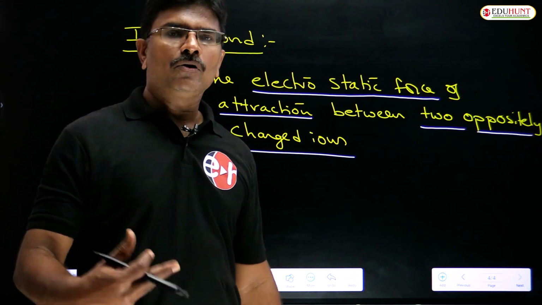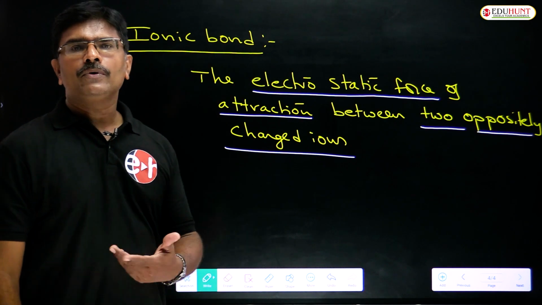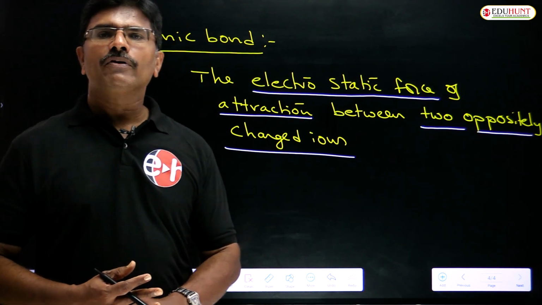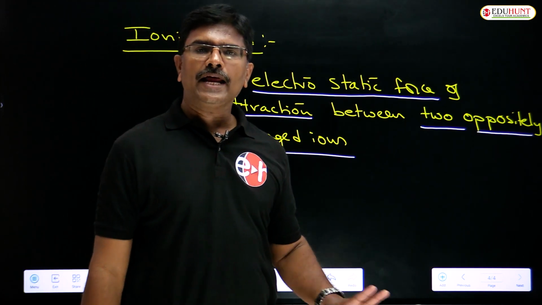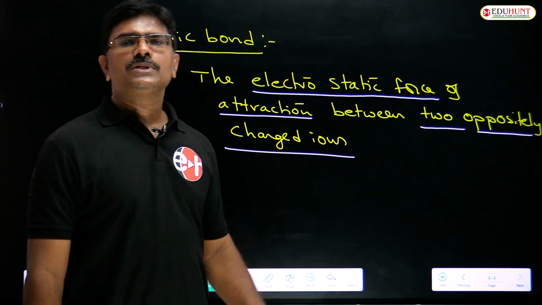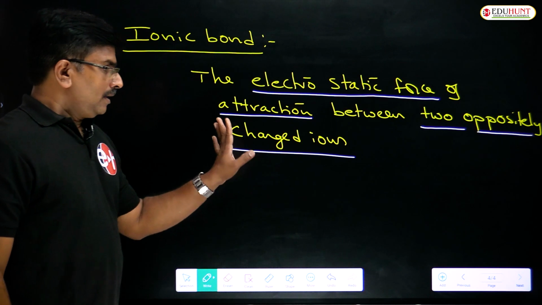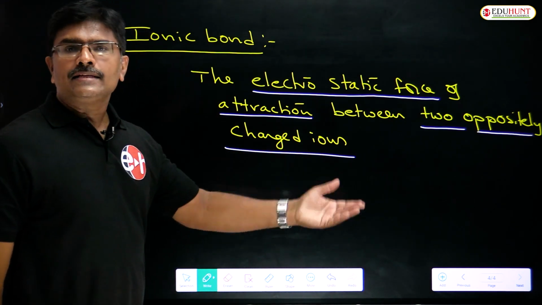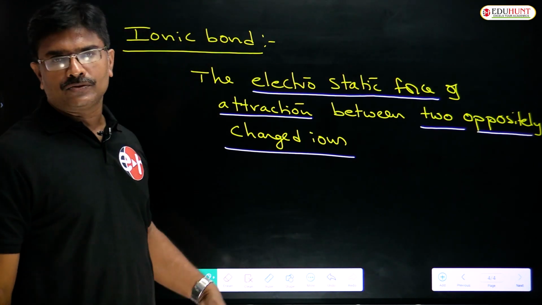I think you got this definition, and at any time you can tell me the definition of ionic bond. If anyone asks you, you can simply say the electrostatic force of attraction between two oppositely charged ions is called the ionic bond. This is one way of expressing the ionic bond, and there is another way also, which is a little bit simpler than this one.